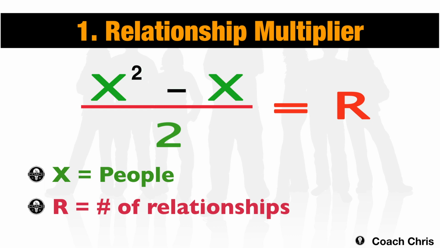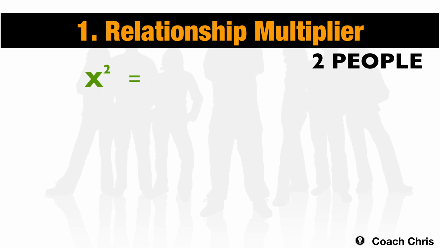It says x squared minus x divided by 2 equals R. And in this case, X stands for the number of people, and R means the number of relationships that you get based on that. Now, in this case, let's take a look at that.